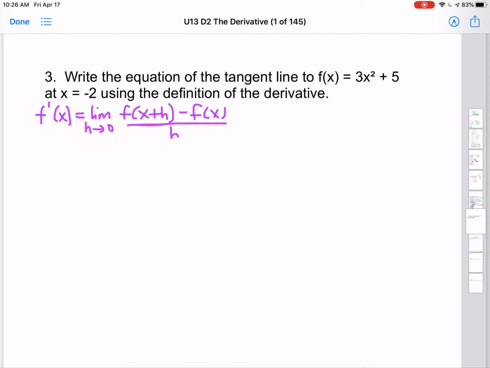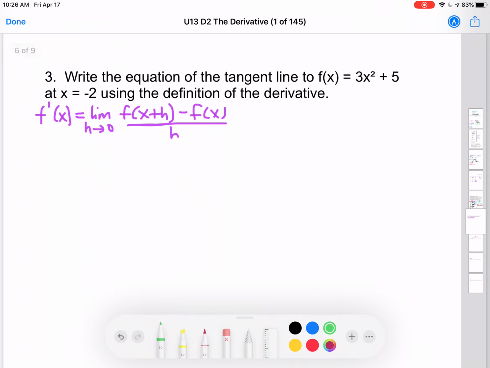Okay, so let's do the same thing. Let's write the equation of the tangent line to f of x equals 3x squared plus 5. So essentially we're finding the instantaneous rate of change at x equals -2. And we're going to use the definition of the derivative again. So like I said before, I like to organize it, like what is my ultimate goal here? My ultimate goal is writing the equation of a line. So I need a point, and I need the slope. And then I'm going to plug into the point slope formula.